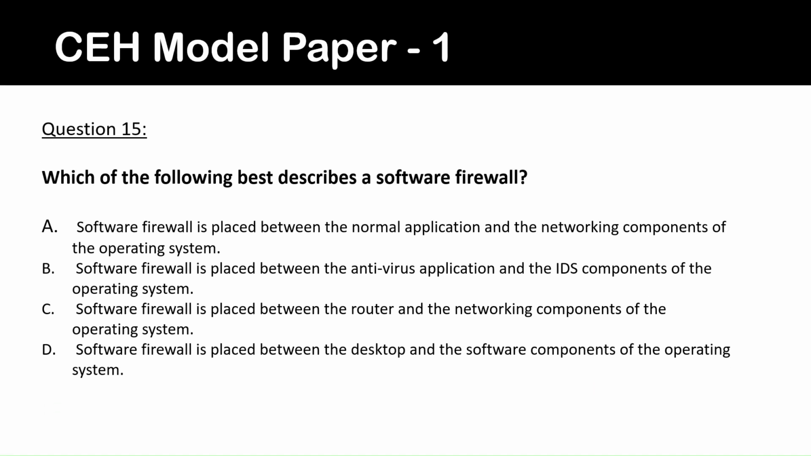Question 15. Which of the following best describes a software firewall? The options are A. Software firewall is placed between the normal application and the networking components of the operating system. B. Software firewall is placed between the antivirus application and the IDS components of the operating system. C. Software firewall is placed between the router and the networking components of the operating system. D. Software firewall is placed between the desktop and the software components of the operating system.